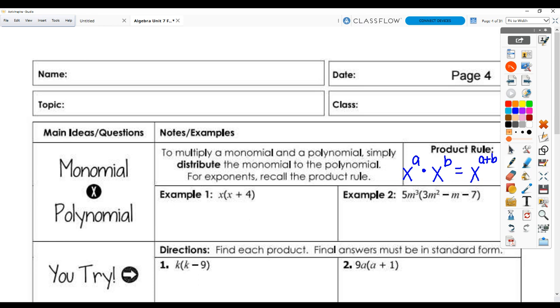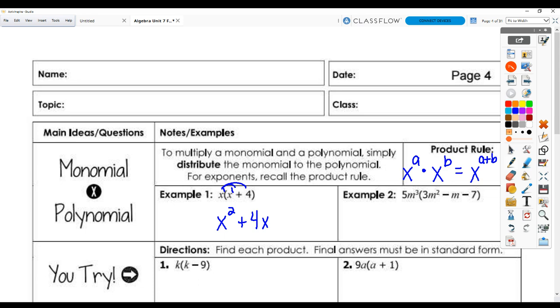So for example, if you have an x on the outside of the parentheses here, we're going to distribute it into the parentheses. And x to the 1 times x to the 1, those are little invisible 1 exponents. If you don't see an exponent, there's an invisible 1 there. You add those exponents and get x to the 2 power. And then x times 4 is just 4x. Remember, the coefficient always goes first, the x goes second.